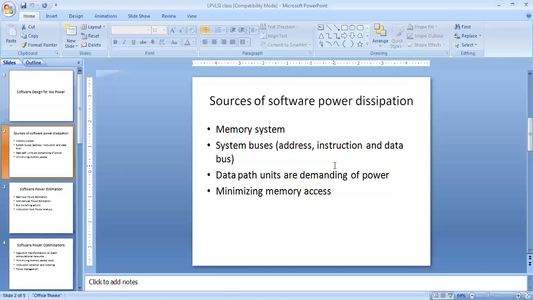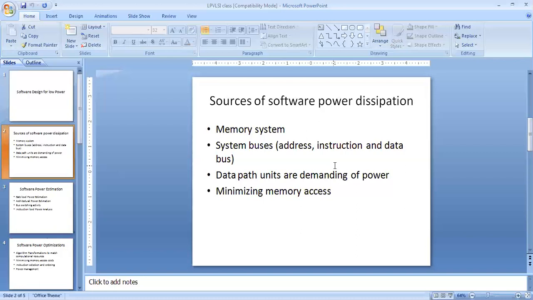The next one is system buses. System buses means the address, instruction and data buses. It acts as a high capacitance component. Generally the buses are made up of copper wires, and if two metal wires run parallel to each other, they exhibit a capacitance. Because of the high capacitance component, switching activity is largely determined by the software.